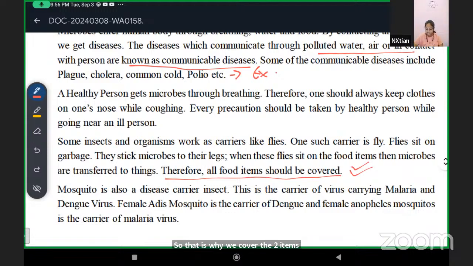Mosquito is also a disease carrier insect. This is the carrier of various diseases. I think it must be microbes here.